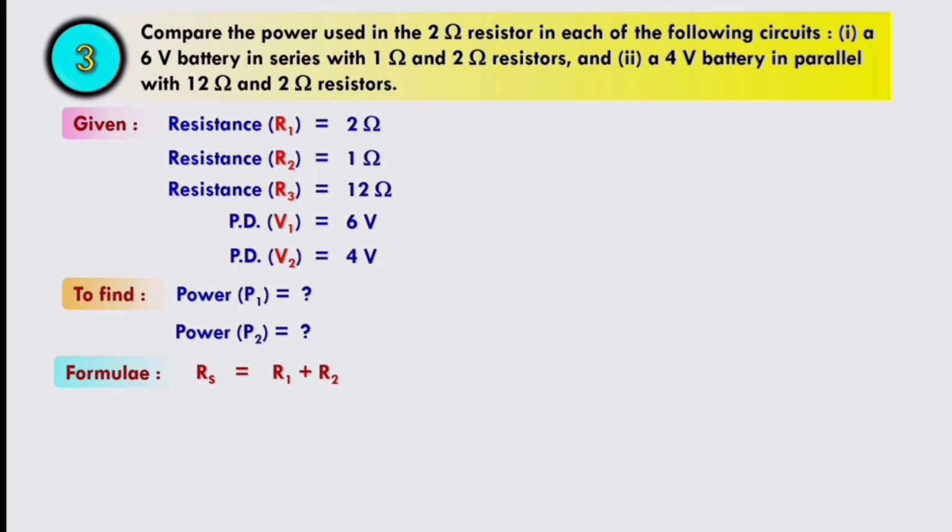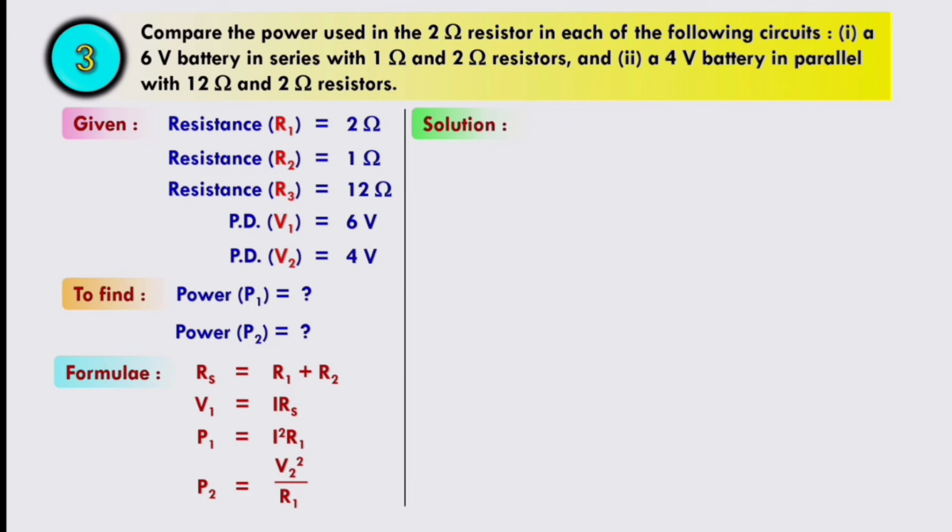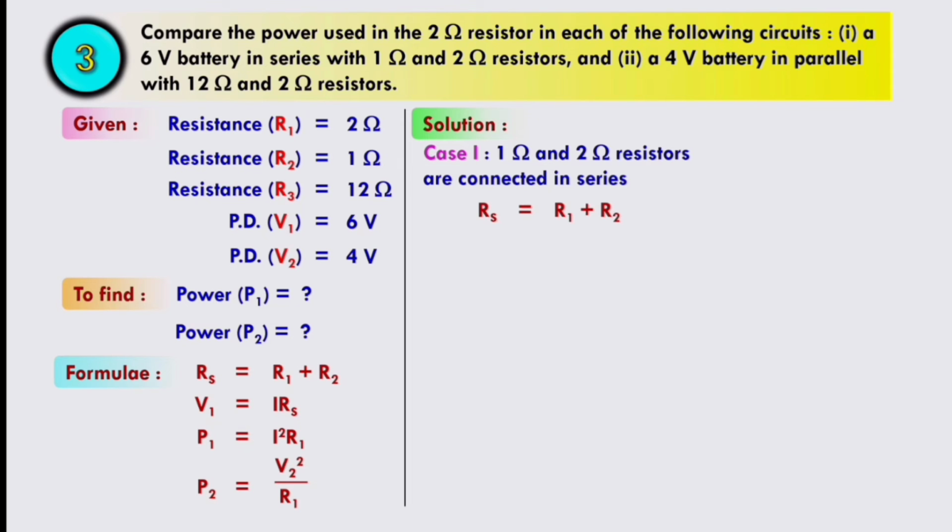The formula we will use: resistances are connected in series, V1 equal to I into Rs, Ohm's law, and the power equal to I square into R1. And for power P2 equal to V2 square by R1. Now start solving it. For case 1, 1 ohm and 2 ohm resistors are connected in series. So write the series formula. Now put the values. We will get Rs equal to 3 ohm.